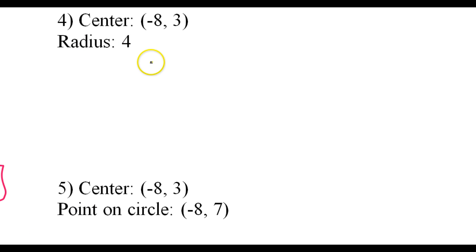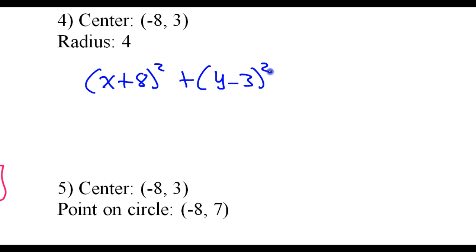All right, so looking at number 4, we have the center and the radius again. So this is just going to be x plus 8 squared, and then y minus 3 squared. I'm just doing the opposite of both of these. And then the radius squared, so I'm going to have 16. So that is the answer to number 4.